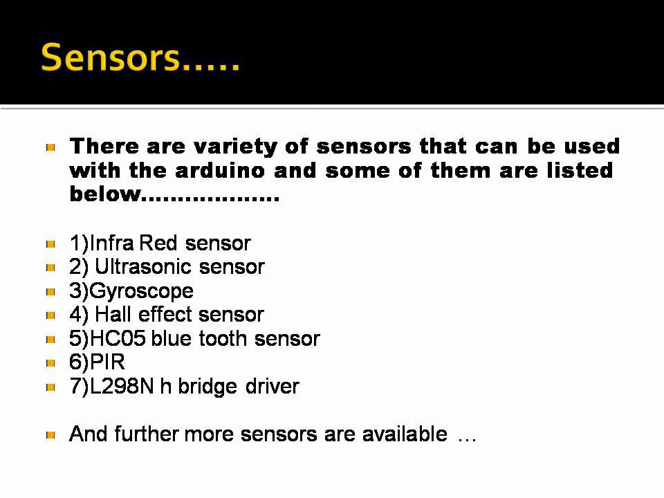There are a couple of sensors that can be used with the Arduino Uno, and some of them are listed below: infrared sensor, or we can say the IR sensor, the ultrasonic sensor, gyroscope, Hall effect, Bluetooth, or the L298 H-bridge driver. And all of this will be discussed individually in further videos, and the PPT is available for download in the description below.